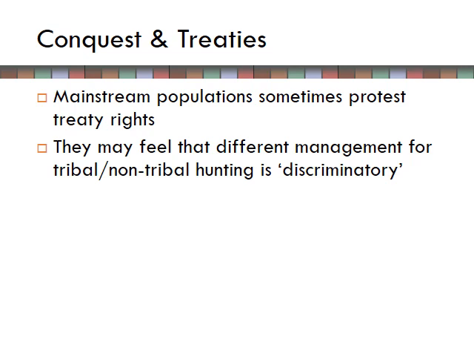Mainstream populations sometimes protest treaty rights and the different hunting and fishing regulations that apply to tribes with treaty rights. They feel that different management for tribal and non-tribal hunting and fishing is discriminatory. In addition, mainstream hunting and fishing is managed as a sport, and the intent is to ensure that everyone has equal opportunity to hunt and fish. Lottery systems for tags, bag limits, and seasons ensure that the U.S. population has equal opportunity to hunt and fish, while keeping the number of game taken at sustainable limits. They may view treaty rights, therefore, as being in direct competition with sport hunting, and also not in keeping with allowing everyone equal opportunity.